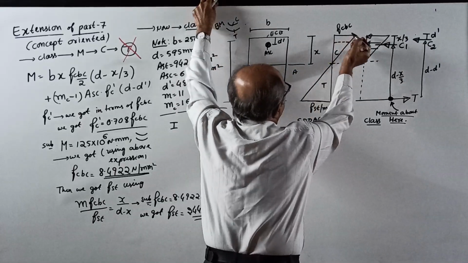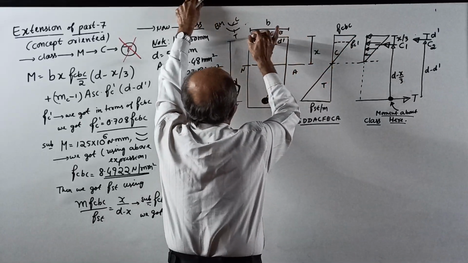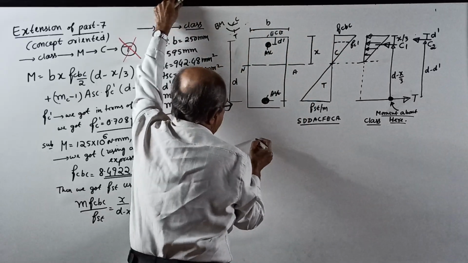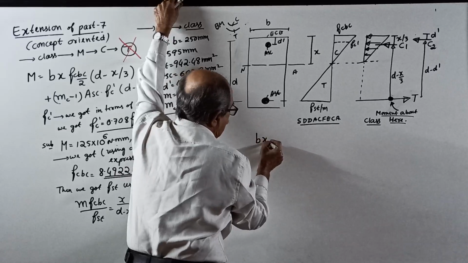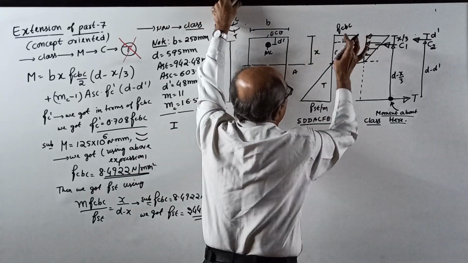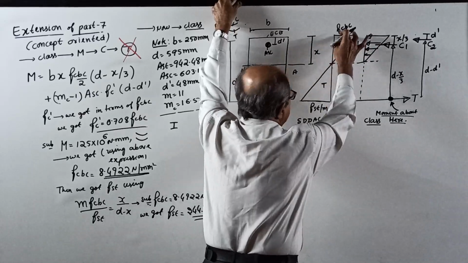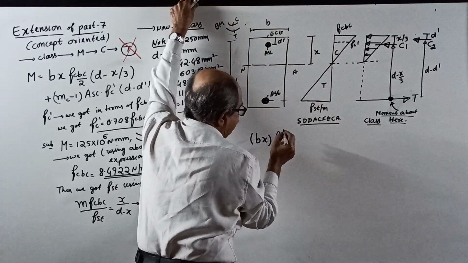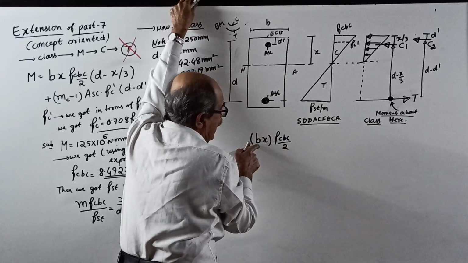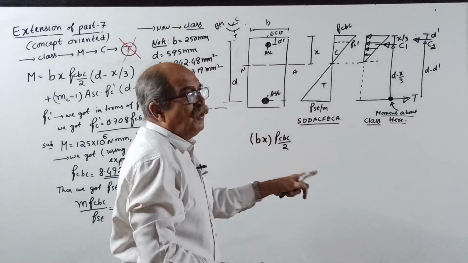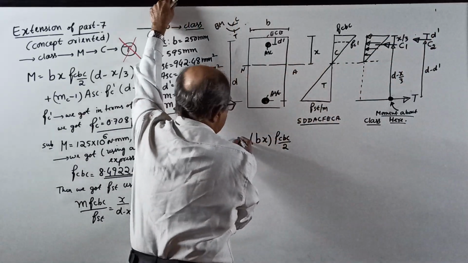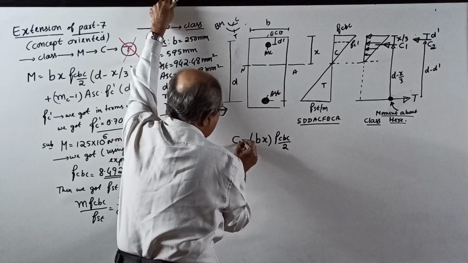Because of this compressive stress, this concrete area in compression is B into x. B into x is the area of concrete in compression. Stress is fcbc here, 0 here, so average stress is (fcbc plus 0) by 2, or fcbc by 2. This area into stress will give the force. This will give the force C1. This all was told earlier in the class.